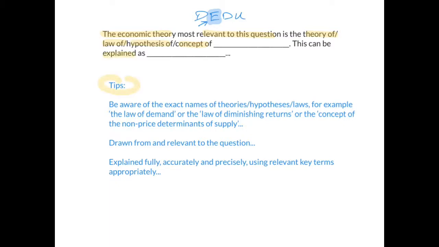So some tips. You need to be aware of the exact names of theories, hypotheses or laws. For example, the law of demand, the law of diminishing returns. If you're not sure if it's a law or a hypothesis, you can write something like the concept of non-price determinants of supply. You need to draw these laws, theories or concepts from the question. Again, it's a skill to select the economic theory that is most relevant to the question. It's drawn from the question.